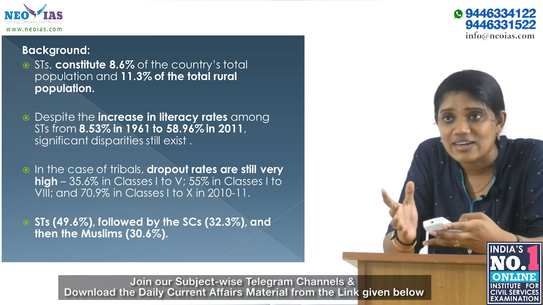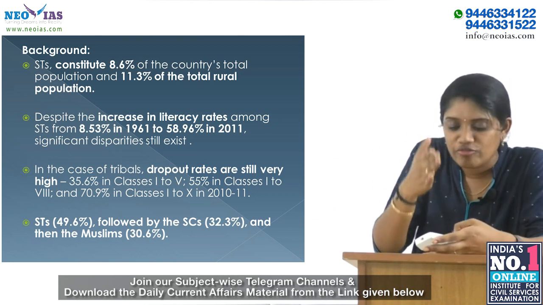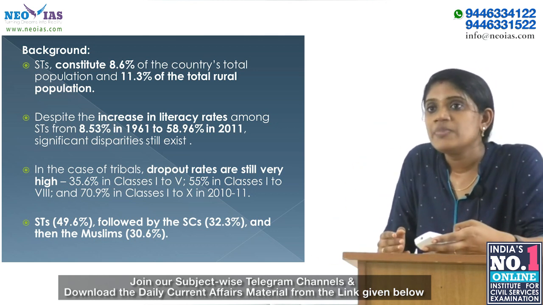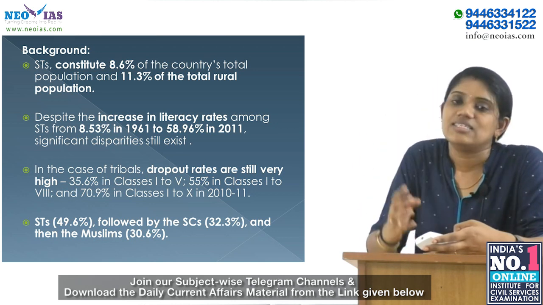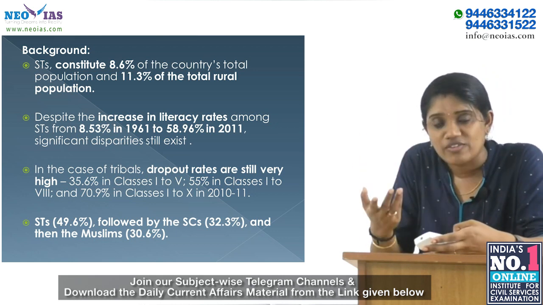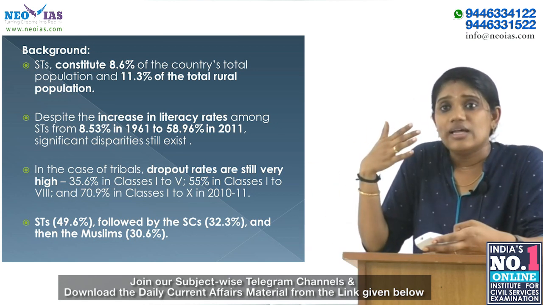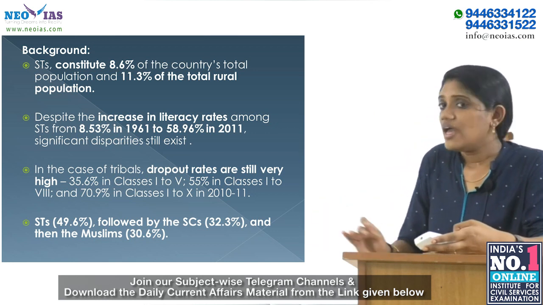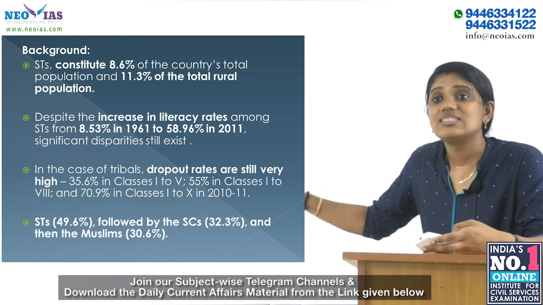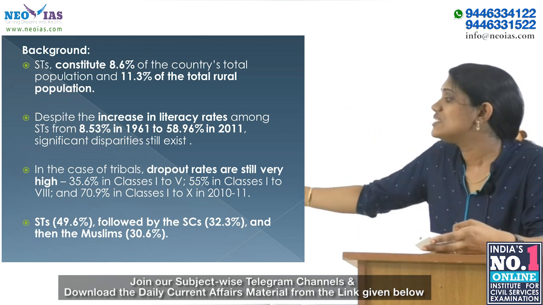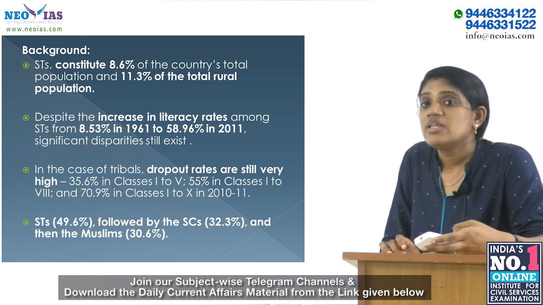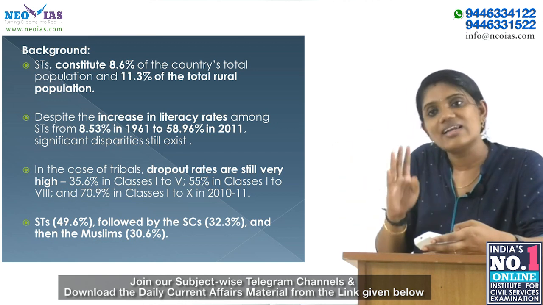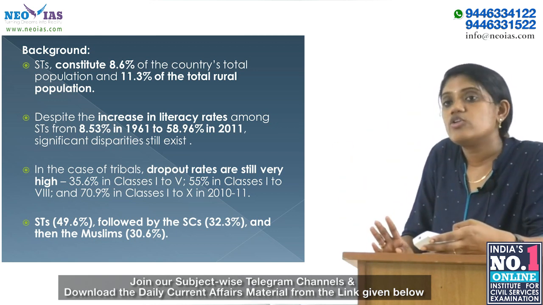Despite the increase in the literacy rate among the scheduled tribes, from 8.53% in 1961 to 58.96% in 2001, significant disparities still exist in the areas of enrollment rates and dropouts, across states, districts and even blocks. In the case of tribals, the dropout rates are still very high: 35.6% in classes 1 to 5, 55% in classes 1 to 8, and 70% or more in classes 1 to 10, according to 2010-11 reports.